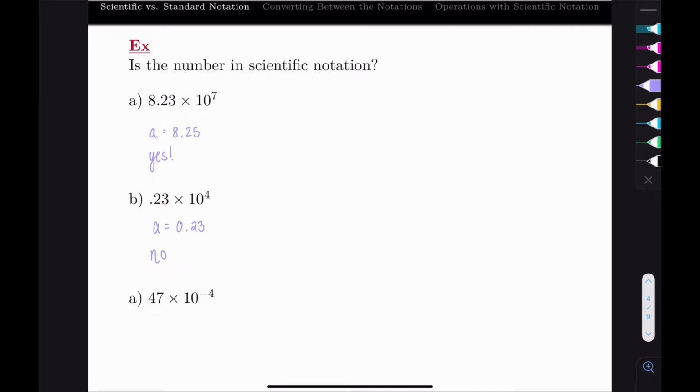And for the final example, which accidentally is labeled an A as well, so number C, we have 47 times 10 to the negative 4. And here the value of A is 47. So again, this one is not in scientific notation. That decimal would have to be in between the 4 and the 7.